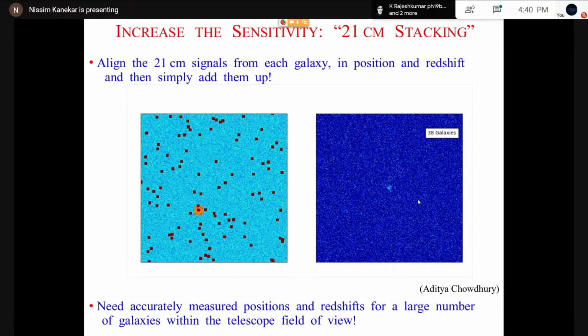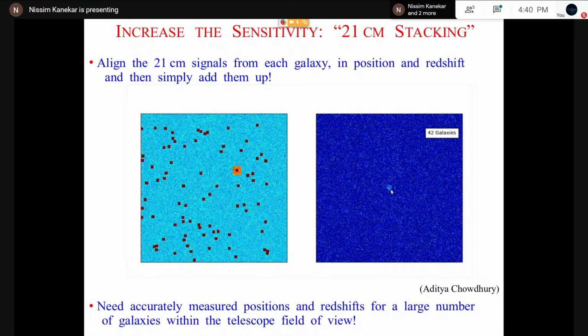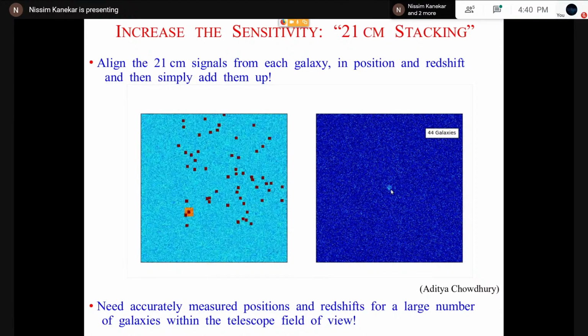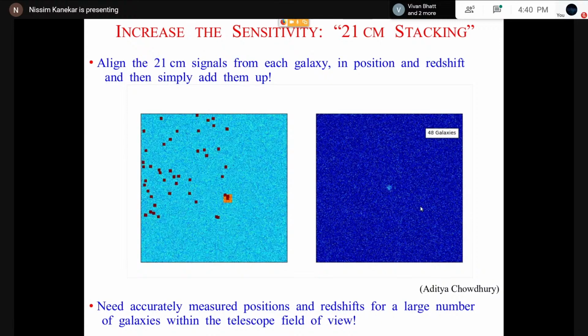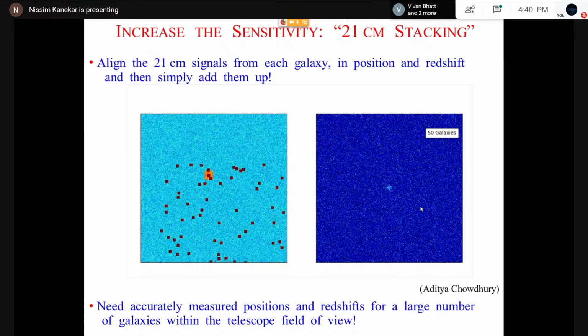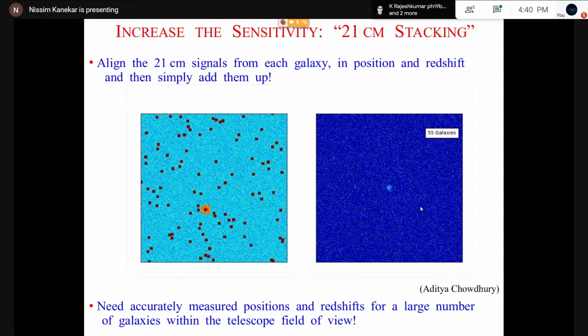So now you will see the signal steadily building up, and you kind of see a faint thing starting to appear over here by the time you hit about 50 galaxies. And as you go along, the signal will get brighter and brighter. Of course, the more galaxies that you have, the more your signal will get high.